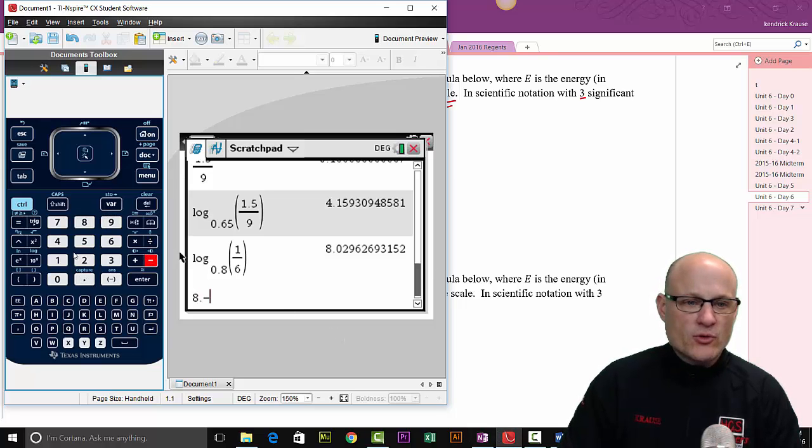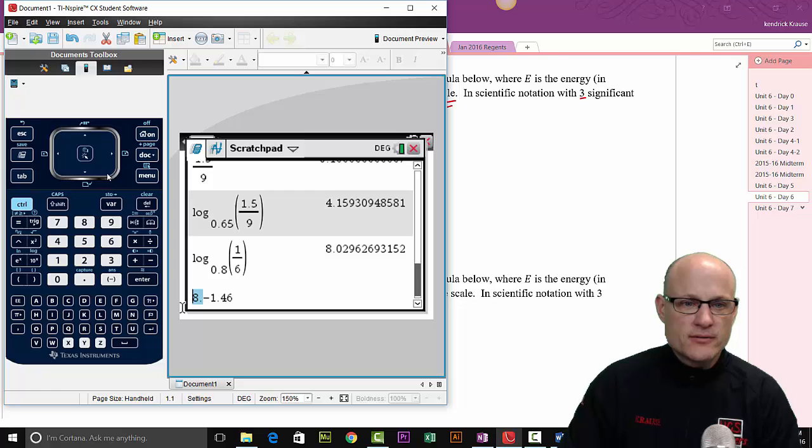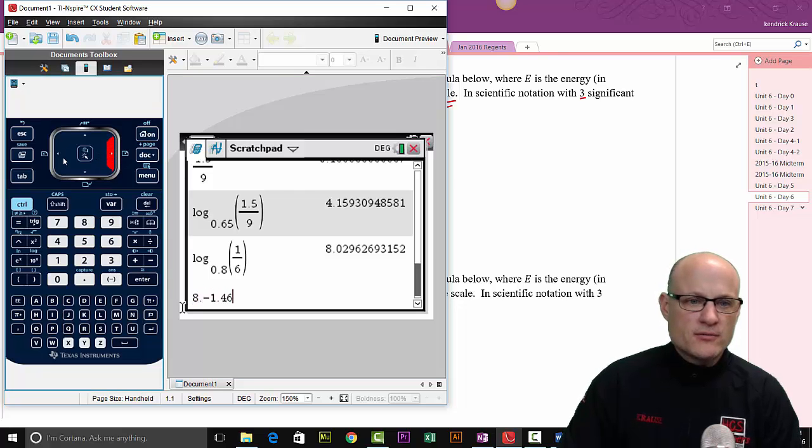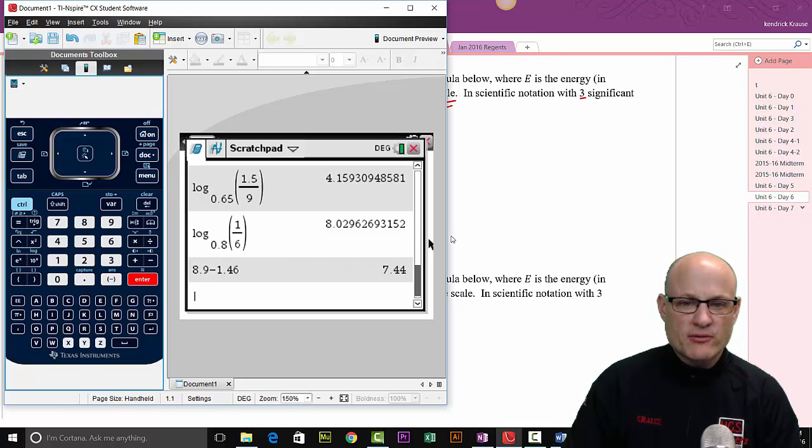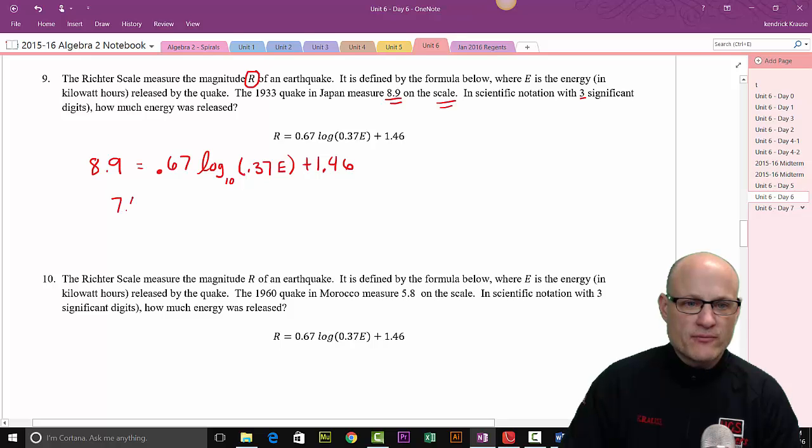8.9 minus 1.46. I forgot the 9. I wonder why it's doing that. 8.9 minus 1.46 is 7.44. So I get 7.44 is equal to 0.67 log base 10 of 0.37e.